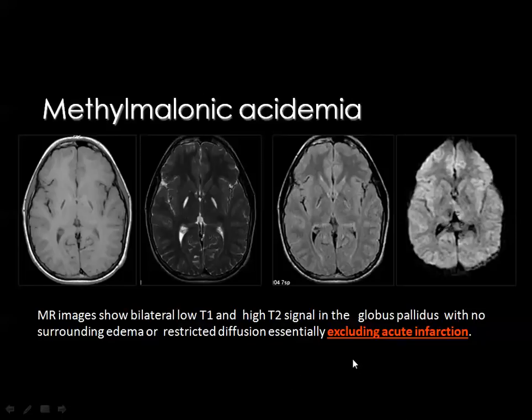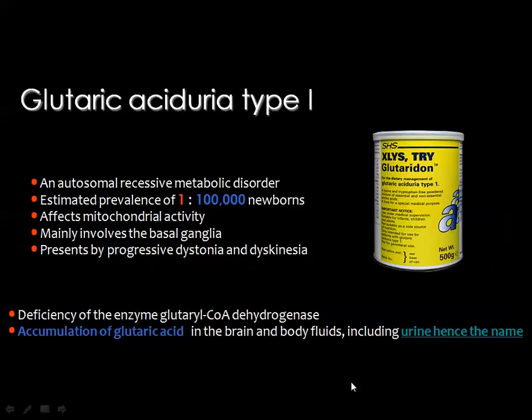methylmalonic acidemia. If you look here, this is T1, low signal intensity in the globus pallidus, T2, high signal intensity, and the FLAIR images show mixed low and high signal intensity, and there is no diffusion restriction. This will exclude, of course, the possibility of an infarction. The absence of diffusion restriction will exclude the possibility of acute infarction.